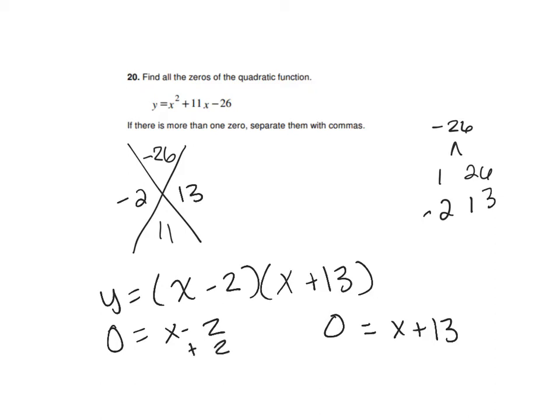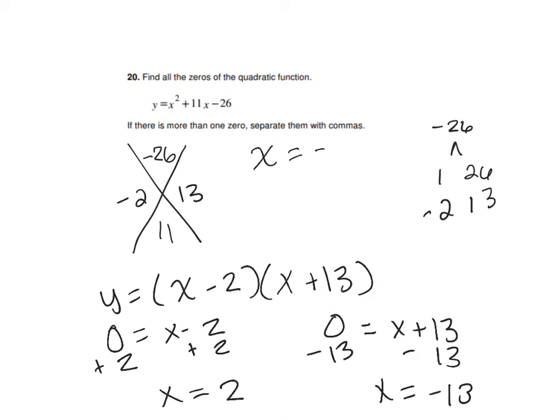So I'm going to solve for x by adding 2. I got x equals 2. And then on the other side, I've got minus 13, and x equals negative 13. So my answers are x equals negative 13, comma 2. I like to put them in ascending order.